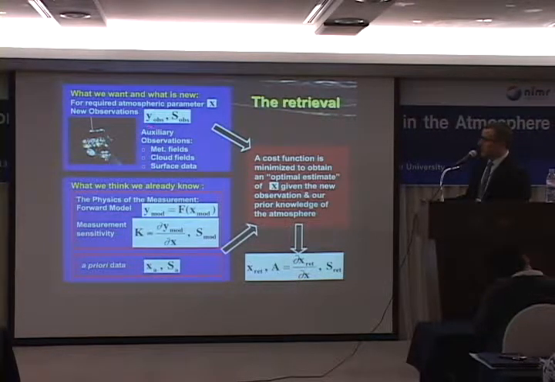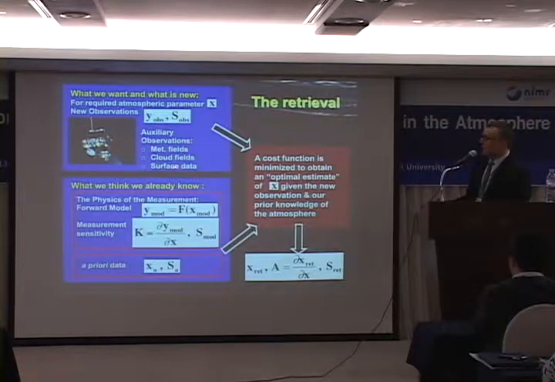And usually, in order to be able to do a good retrieval using this information, we want some auxiliary information. We usually want meteorological fields of temperature and humidity and things like that. We often need to know something about the cloud fields, and so we probably take that from a different sensor or from our own sensor if it's able to give us that information.